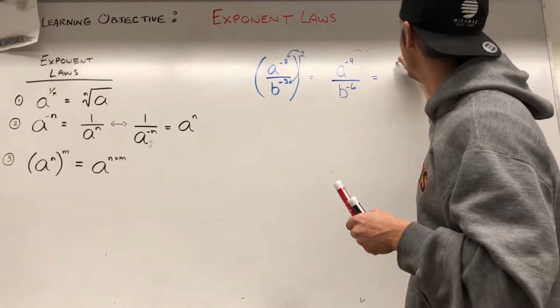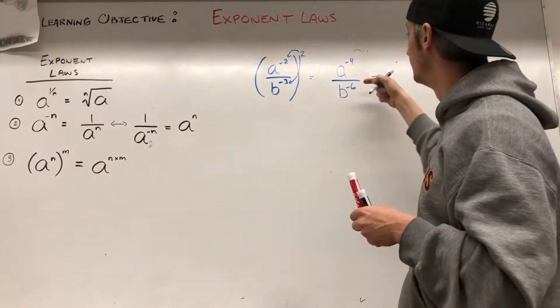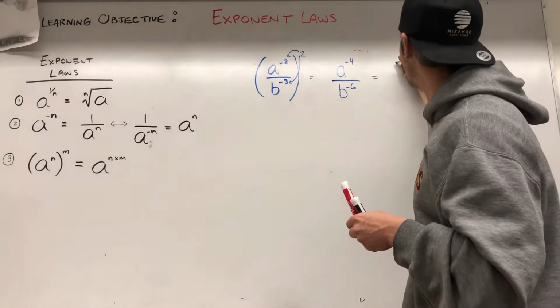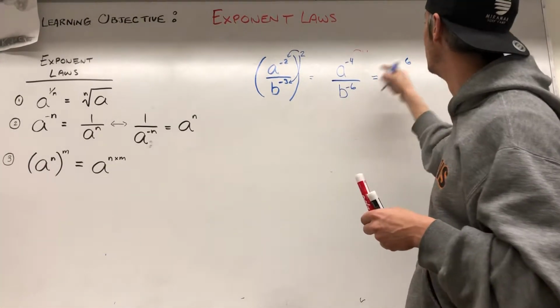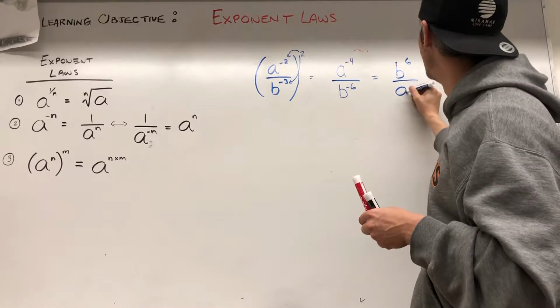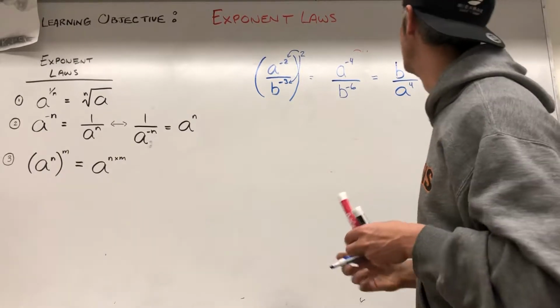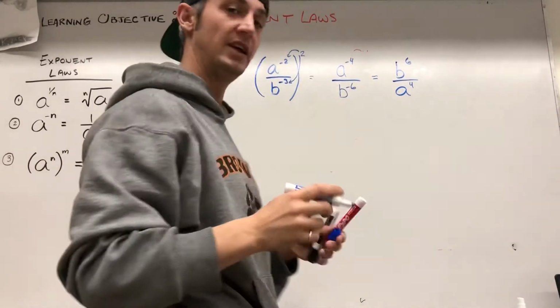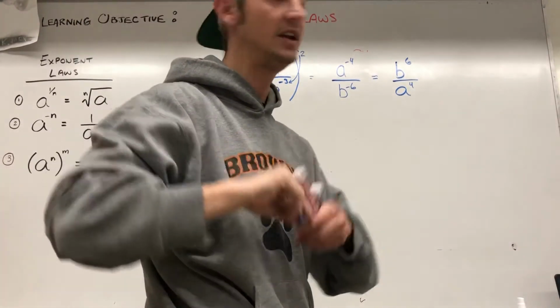They're not on the side of the divisor that they'd like to be. So I can bring b to the 6 up here. The 6 becomes positive, and the a jumps down below and becomes positive as well. And that's how, exponents don't like to be negative. They like to do this.